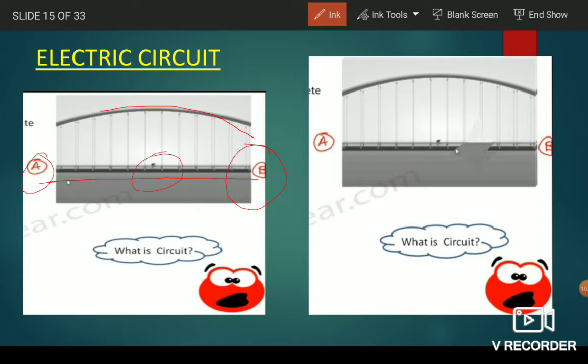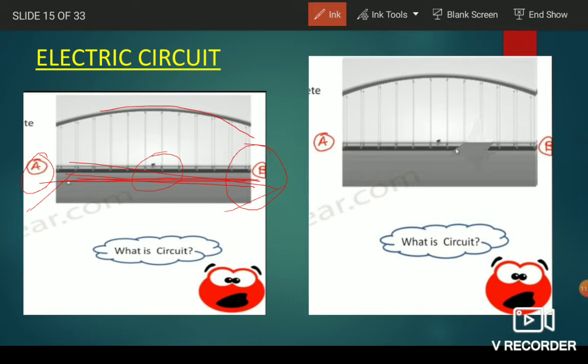Now this person wants to reach from town A to town B. So what will he do? He will ride on his cycle and he will cross this bridge to reach from A to B, right? So what he needs is this complete path. This path should be there over which he should ride and reach point B.